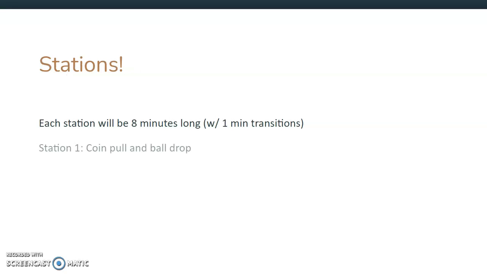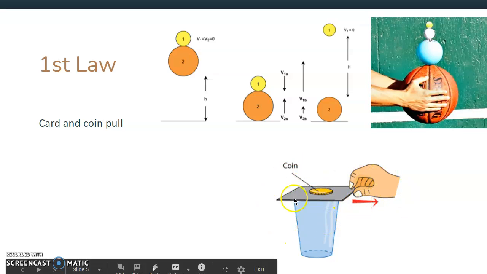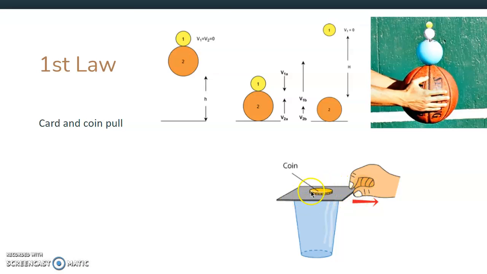So our stations, we're going to have three different stations. Our first station is going to be dealing with this idea of a card getting pulled across the cup, and then looking especially at the coin to see what happens with the coin. And then our other one is going to be dropping some balls like we have up here and seeing what happens to the ones on top.